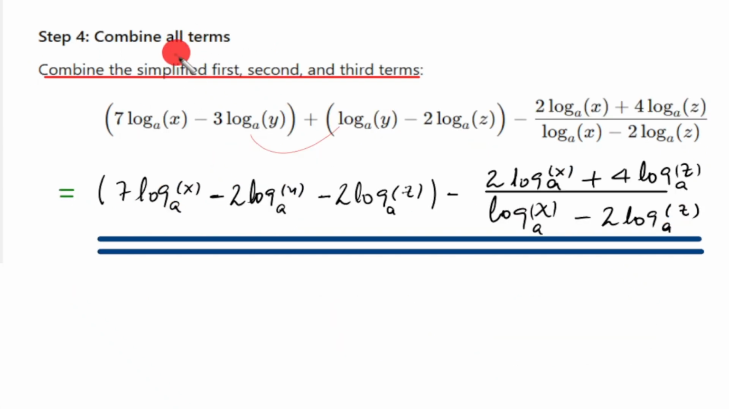When we combine all terms, minus 3 logarithm of y to the base a plus logarithm of y to the base a becomes minus 2 logarithm of y to the base a.